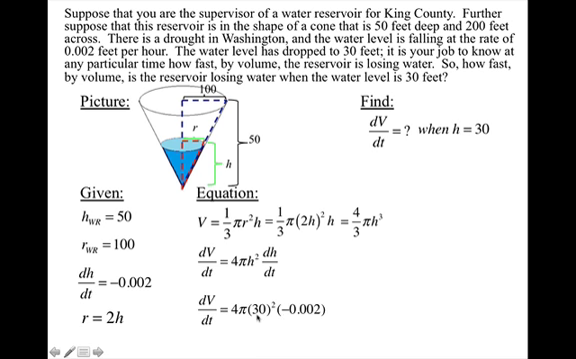So I plug in the 30 for h, and I have the rate of dH/dt, which is -0.002. Do some simplifying, and I find that the rate at which my volume is changing is -22.6195 feet cubed per hour.